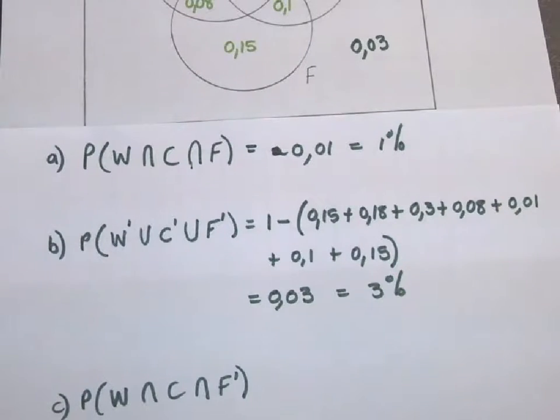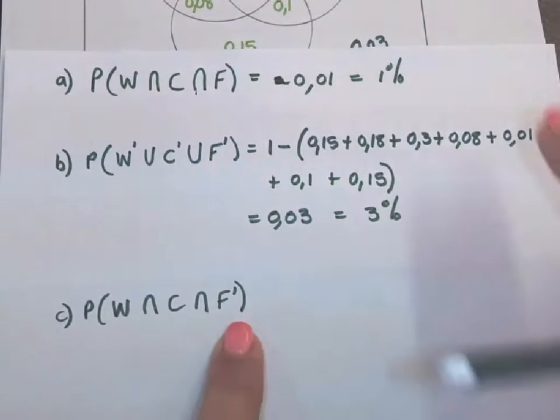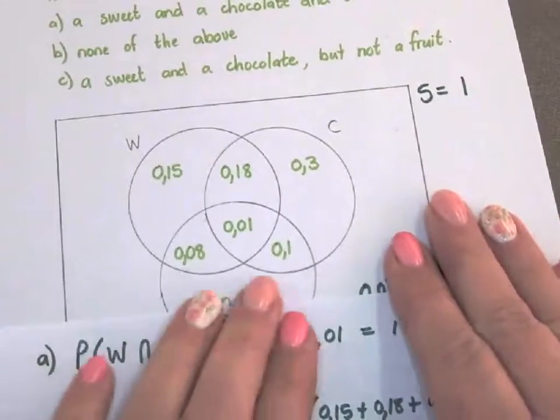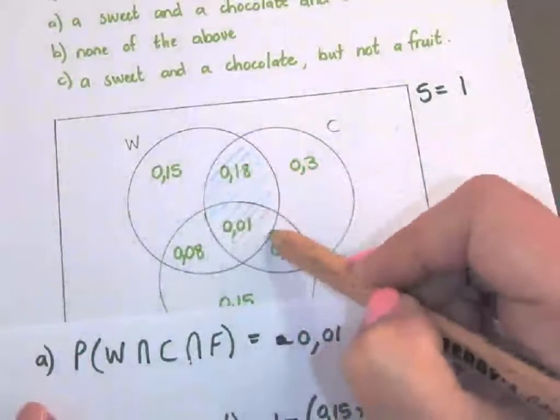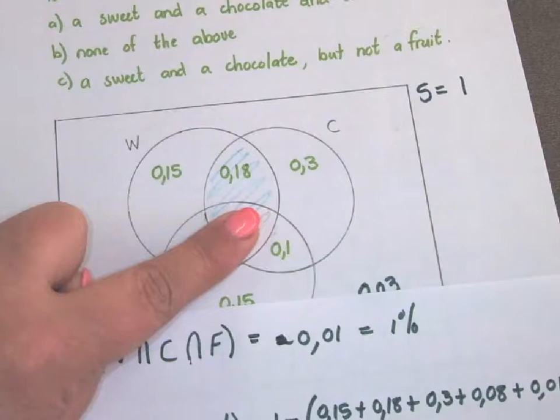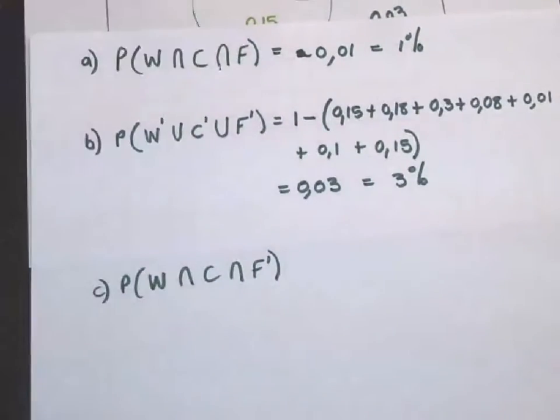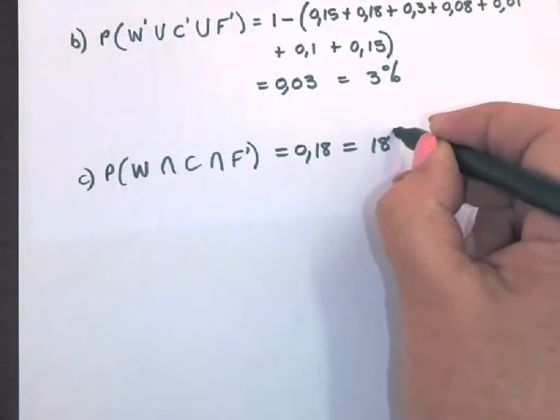Number C. What is the probability that the learner will have a sweetie and a chocolate, but not a fruit? So we look at sweetie and chocolate there, but not fruit, 0,18. And it's 18%.